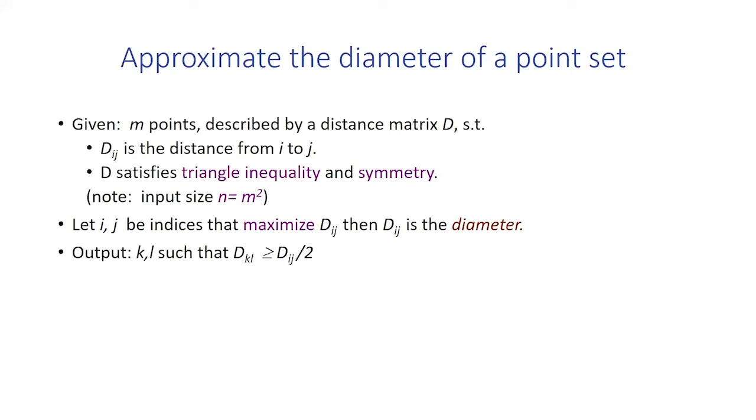Okay, so our goal is to output some entry in this matrix. We're going to find some entry that may not be the diameter of the matrix. It may not be the biggest, but it's going to be at least half the size of the biggest. So it's going to be a two multiplicative approximation. Okay, that's the goal.